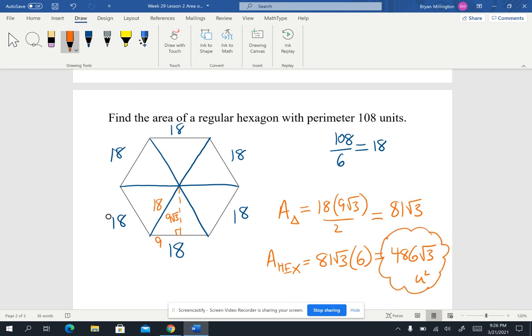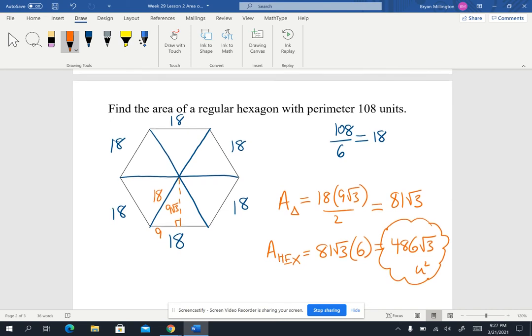All right, so basically the strategy for a regular hexagon is you split it up into equilateral triangles, you find the area of one of those triangles, and then you multiply by 6. Let's look at one more problem together.